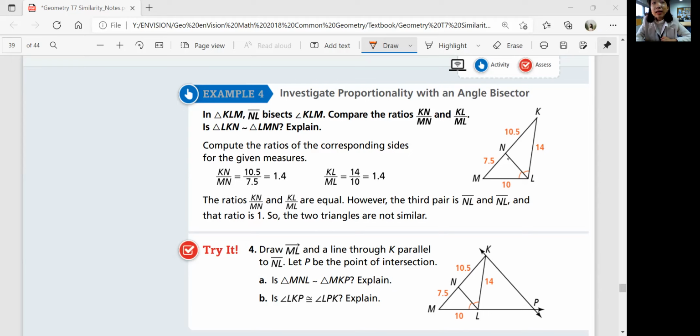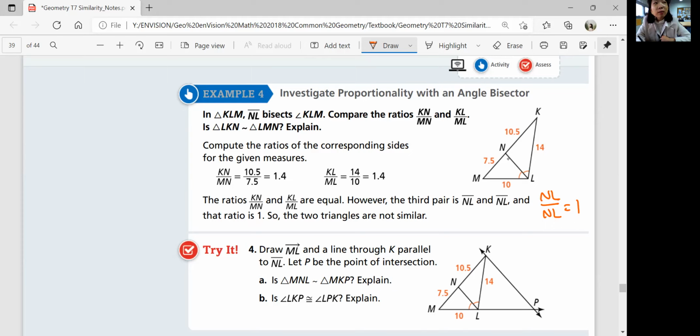But the shapes are slightly different, if you noticed. The corresponding side NL is basically equal to itself, so NL over NL is 1. That is not the same as 1.4. So if you don't have all sides proportional, the triangles are not similar by definition. So the two triangles are not similar. So check all three sides.